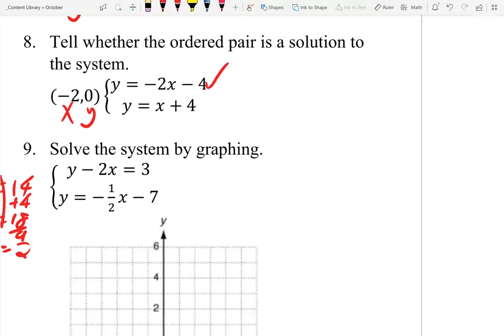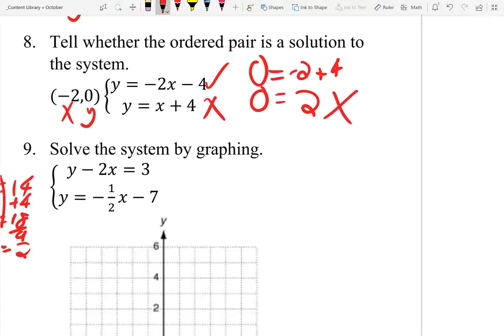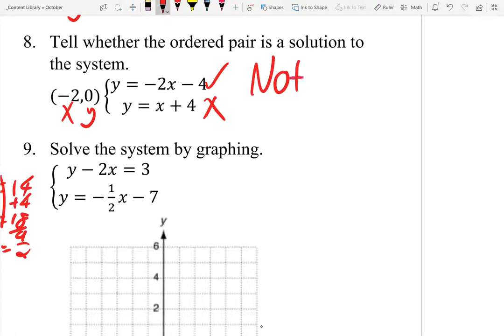Now let's check the second one. Second equation is y equals x plus 4. So we're going to plug in 0 for y, and we're going to plug negative 2 in for x. So now I've got 0 equals negative 2 plus 4. Negative 2 plus 4 is positive 2. And 0 does not equal positive 2, right? This isn't true. That's a false statement. So it doesn't actually work in the second equation. It works in the first one, but it doesn't work in the second one. So therefore, it's not the solution.